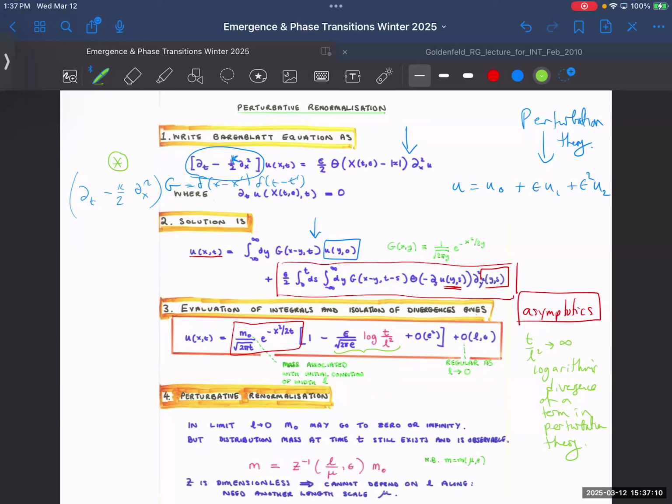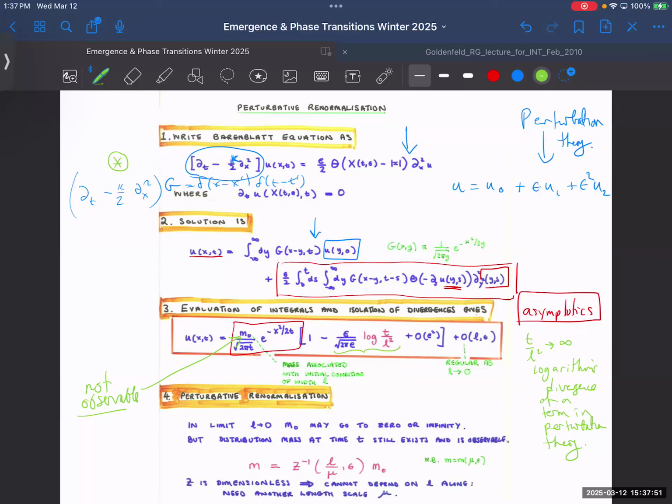Okay, so now how do we solve this? We're going to solve this the same way that Feynman, Tomonaga, and Schwinger did in quantum electrodynamics. So we're going to do perturbative renormalization. The point is this: we know that the mass associated with the initial condition is not observable at late times, just like the charge isn't. So what people said was, where we thought we had the bare charge of the electron, the original charge, actually what we're seeing is some renormalized charge. So here we're seeing a renormalized mass.